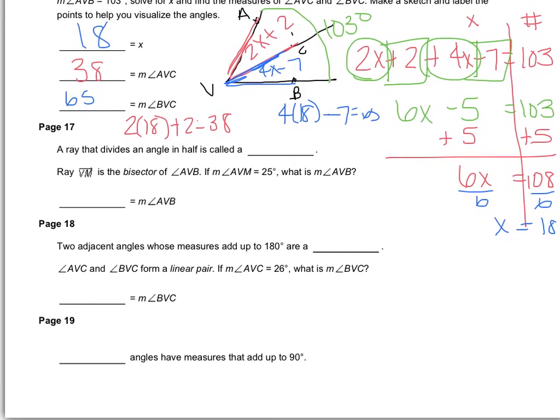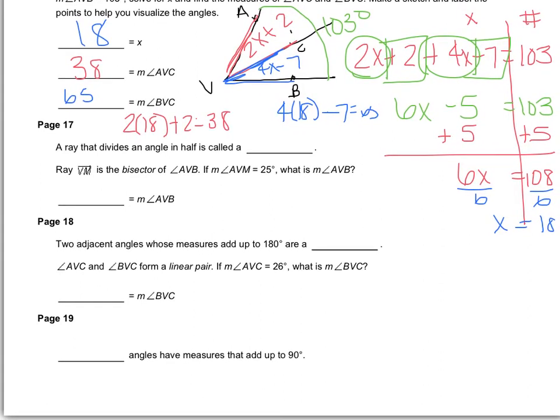So if you were to have a ray that divides an angle in half, that ray is called an angle bisector. So it'd be like having everything we've had before, but it would be specific in that when that middle angle was drawn, it splits it in half.